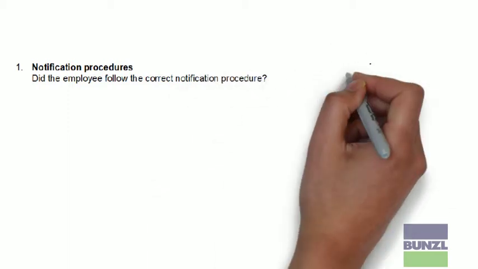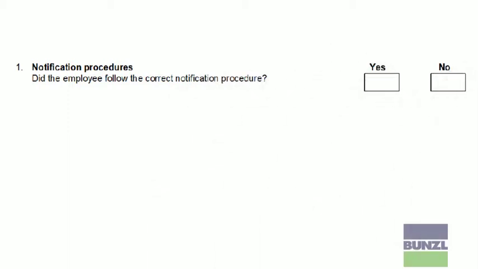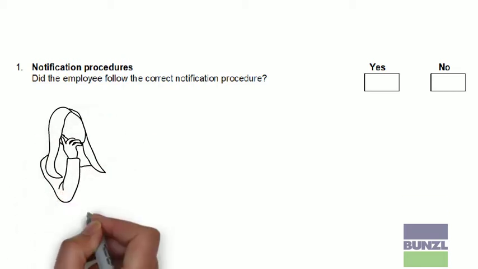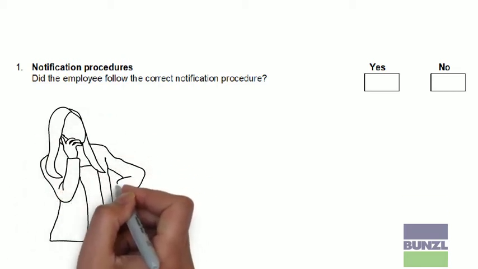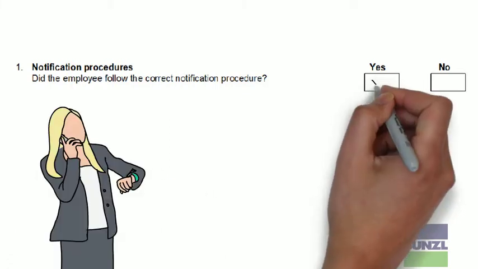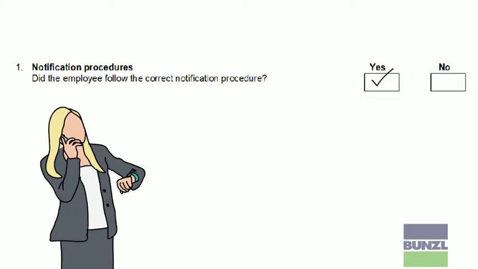Section 1. Notification procedures. Did the employee follow the correct notification procedure? For example, did the employee contact their manager or supervisor within reasonable time before their shift started, and did they follow up where necessary to notify of their absence? Please tick yes or no.